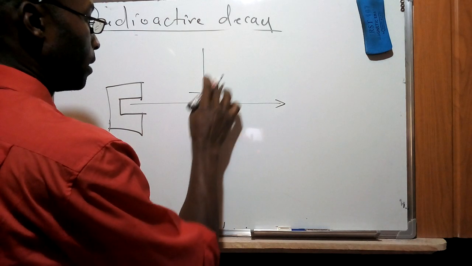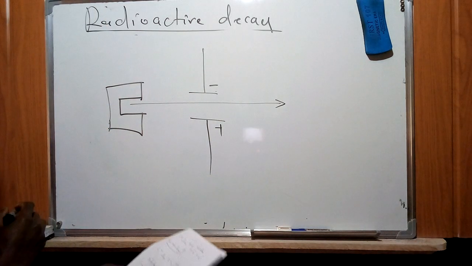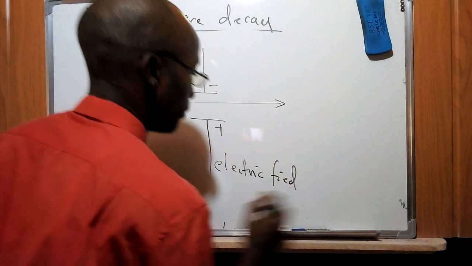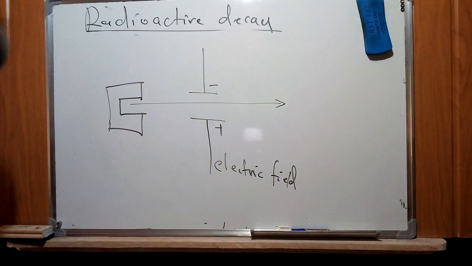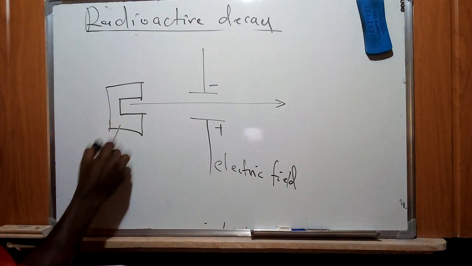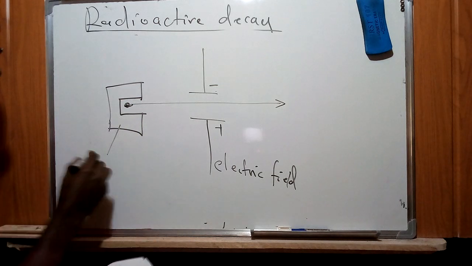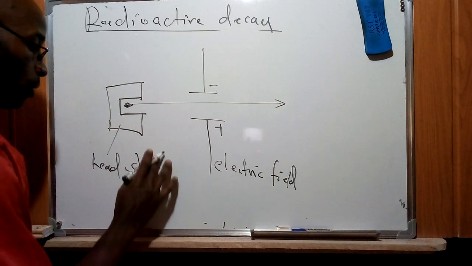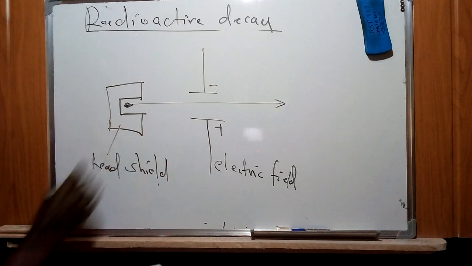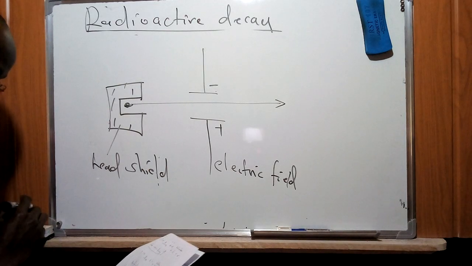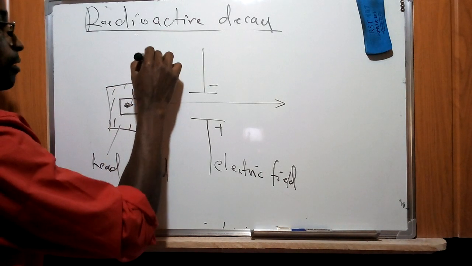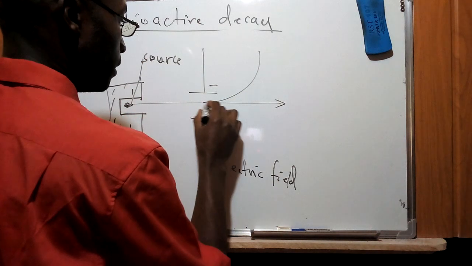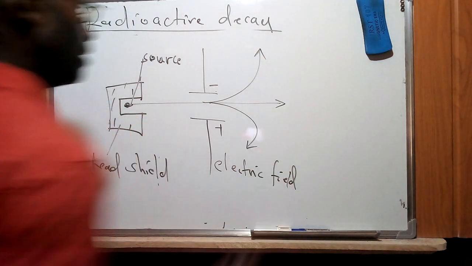This is negative, this is positive, and then we have this, which basically is an electric field that is going to be created due to the presence of those two charges. And then this is a lead shield. When we are trying to illustrate the penetrating power, we just try to see the essence of this lead shield that is here. And this is a radioactive source. And then for this case, we shall have a different behavior of the radiation that is coming out of there.